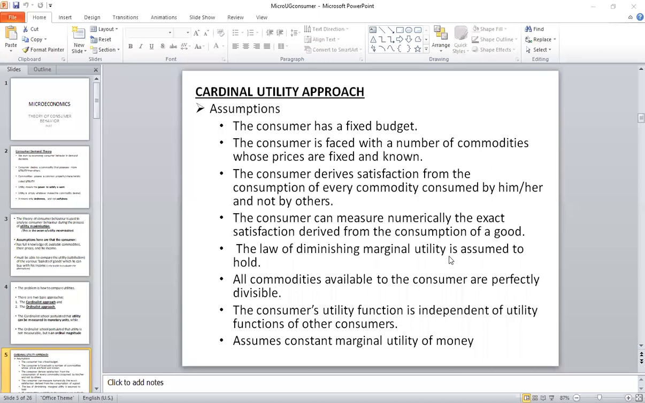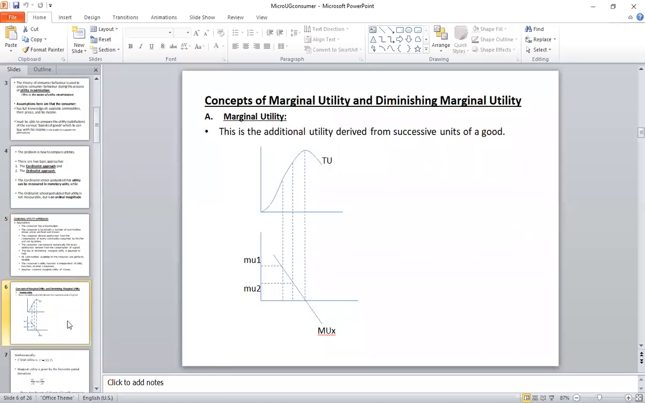Like for instance, if I consume the first unit, I get a higher marginal utility, a higher extra unit. But then as I consume, the total utility increases, but the marginal utility reduces. Now here, you can see we have the total utility curve and we have the marginal utility curve. For the first units here, unit 1, unit 2, unit 3, as you consume more, the total utility increases. Total satisfaction increases. But then the marginal utility here reduces.